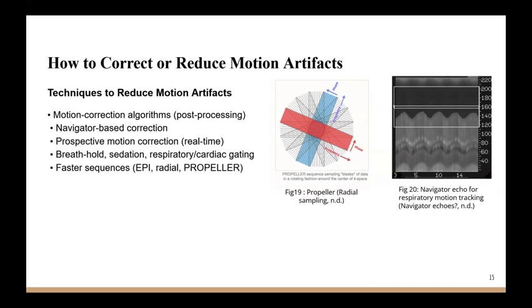In contrast, prospective motion correction works in real time. The scanner tracks the patient's head movements and actively updates gradients and RF pulses to correct for motion as it happens. Clinically, we also reduce motion with breath holds, sedation in pediatric scans, and gating, which synchronizes the scan with the patient's breathing or heartbeat. Finally, using faster or motion-robust sequences like EPI, radial trajectories, or PROPELLER helps minimize the time where motion can occur. These strategies connect our simulation back to real MRI workflows.